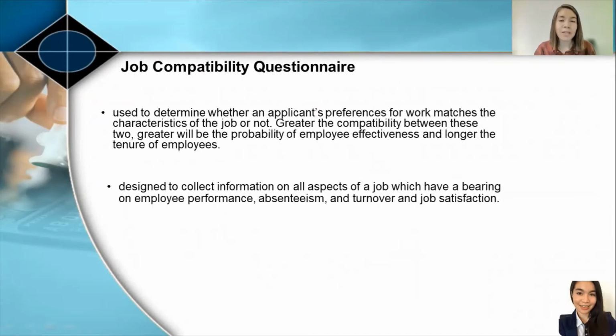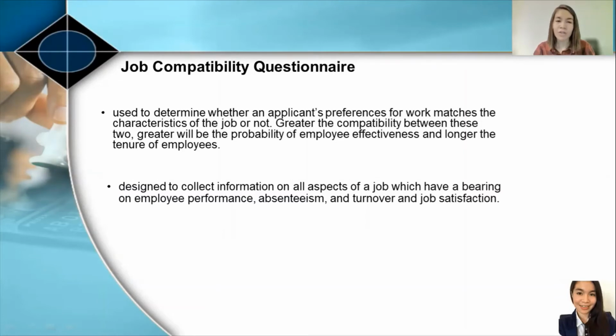For the job compatibility questionnaire, it is used to determine whether an applicant's preferences for work match the characteristics of the job or not. The greater the compatibility between these two, the greater the probability of employee effectiveness and the longer the tenure of employees.